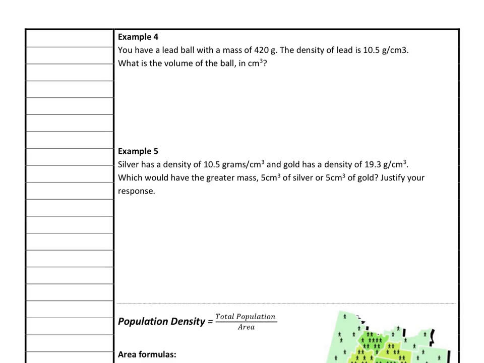Example 4 says we have a lead ball with a mass of 420 grams. So I'm going to circle that and call it M. The density of the lead is 10.5 grams per cubic centimeter. So this is the D. What is the volume of the ball? So this is the V we're looking for. So I'm going to write up my formula first. D equals M over V, and I'm going to start plugging stuff in.